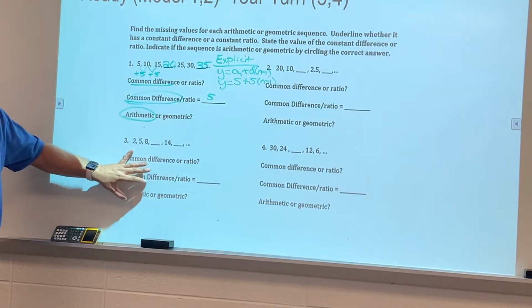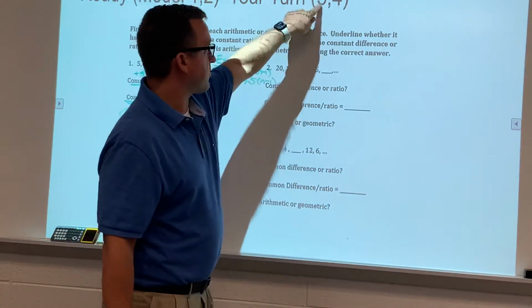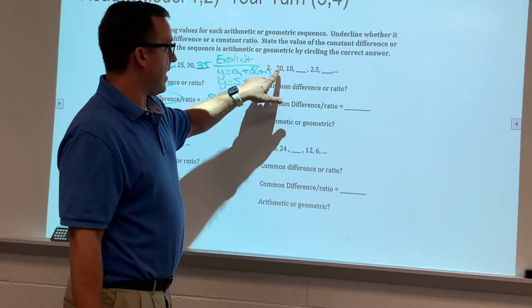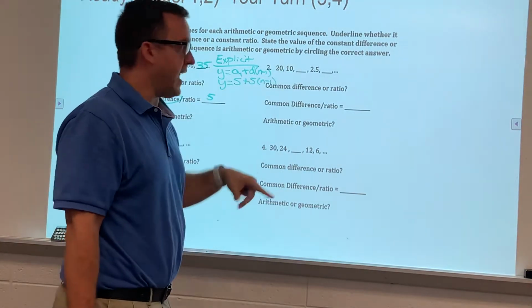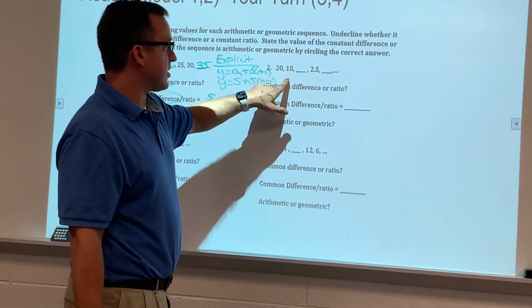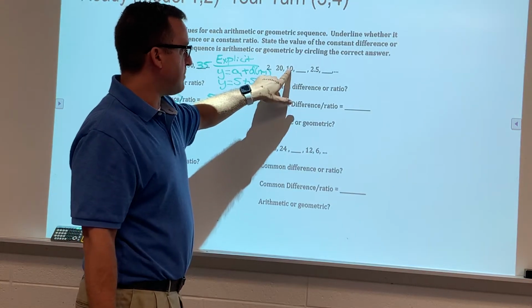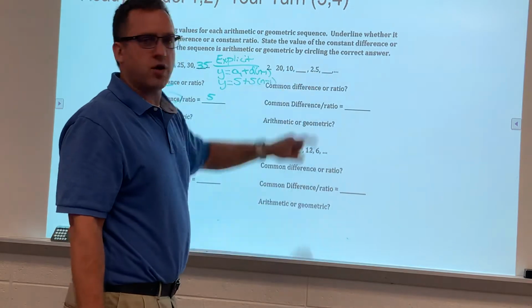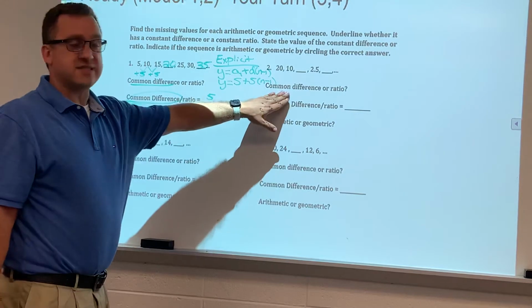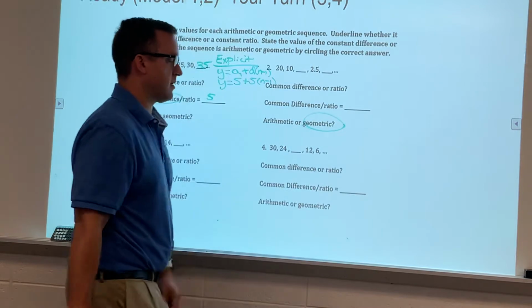Moving on now, I'm now going to model number 2. So I'm going from 20 to 10, and it's tempting to just say, well, I have a common difference of 10. Well, my next number here, if I subtracted 10, I would go 10 minus 10 is 0. Well, then I couldn't go back up to 2.5, so that doesn't make sense. So this is not an arithmetic series. That means this is geometric.